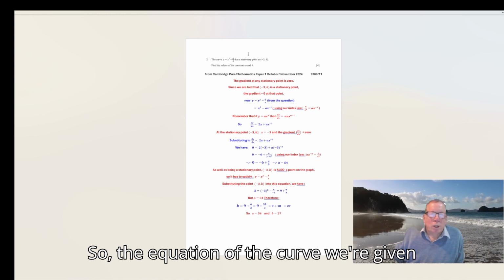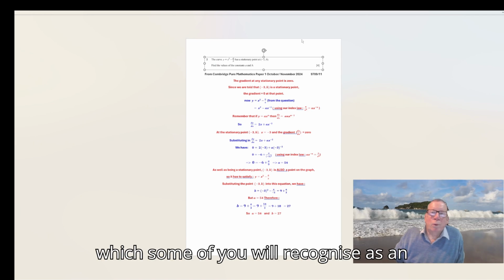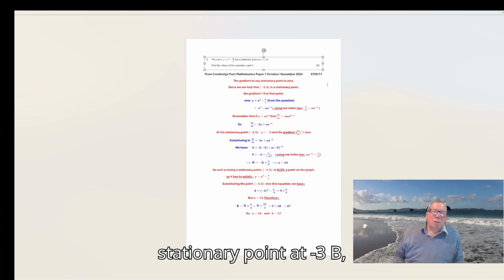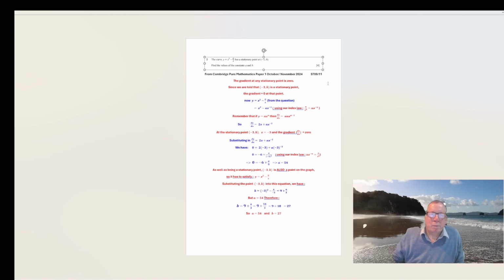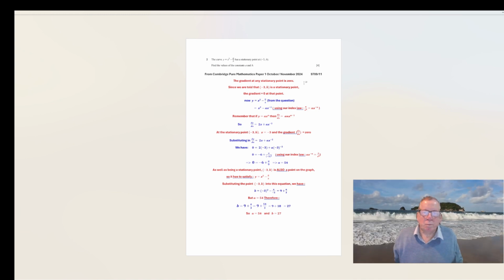So the equation of the curve given is y equals x squared minus a over x, which some of you will recognize as a hyperbola, and we're told it has a stationary point at (-3, b), and we're asked to find the values of the constants a and b.